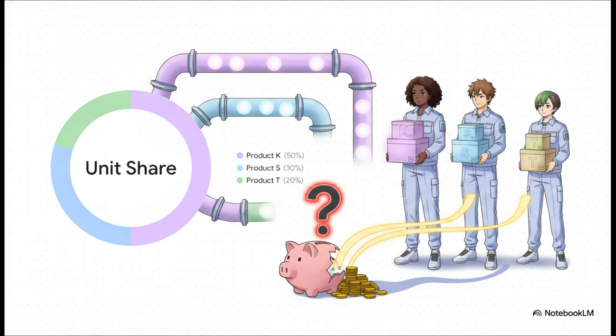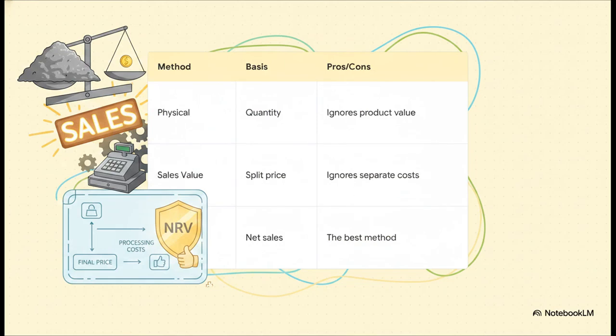It completely ignores how much these products will actually sell for. While dividing costs by physical weight is super easy, it isn't always fair. What if the heaviest product is essentially worthless gravel? We could use sales value at the separation point, but that ignores the fact that some products need really expensive marketing or further refining later on. This is why calculating the net realizable value, or NRV, is widely considered the gold standard. NRV takes the final sales price and subtracts the separate processing costs needed after the split-off point. It gives us a much truer picture of each product's actual financial weight.